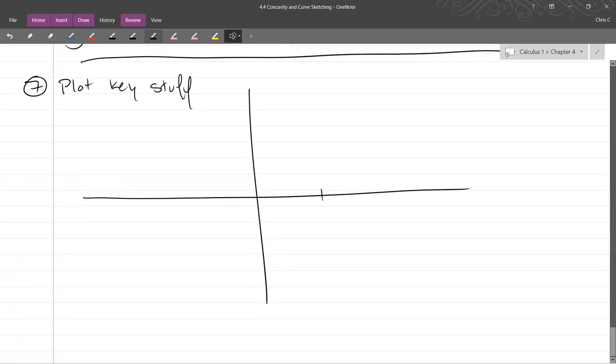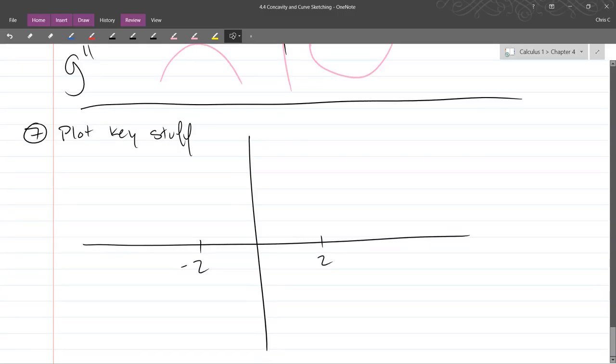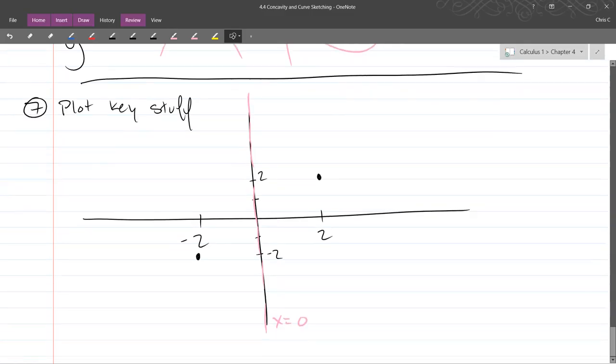So definitely need 2 and negative 2. We got no x-intercepts. Those are our mins and maxes. And our vertical asymptote too. So we got 2, 2, negative 2, negative 2, and the vertical asymptote. Don't really need that. We'll just write x equals 0, vertical asymptote.